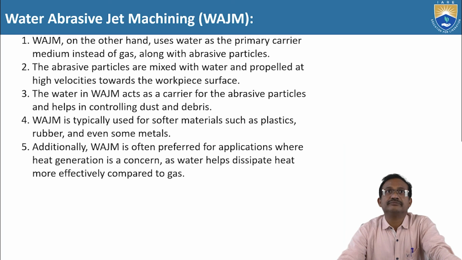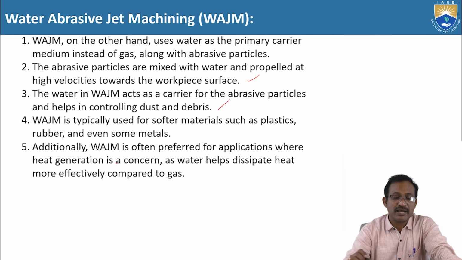Water abrasive jet machining, on the other hand, uses water as the primary carrier medium instead of gas, along with abrasive particles. The abrasive particles are mixed with water and propelled at high velocities towards the workpiece surface. The water acts as a carrier for the abrasive particles and helps in controlling dust and debris. Water abrasive jet machining is typically used for softer materials such as plastics, rubber and even some metals.